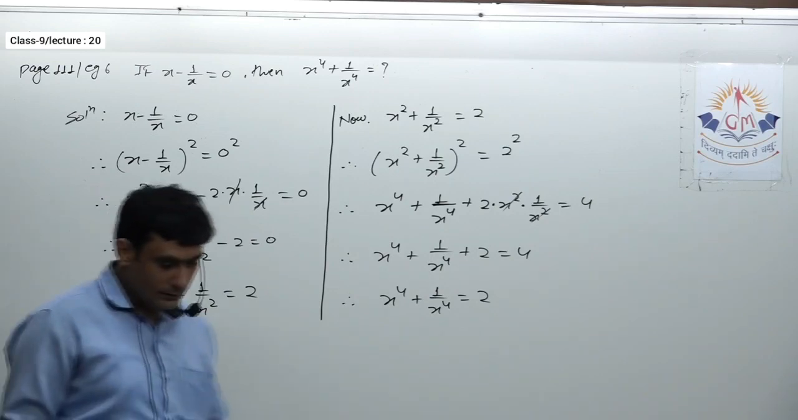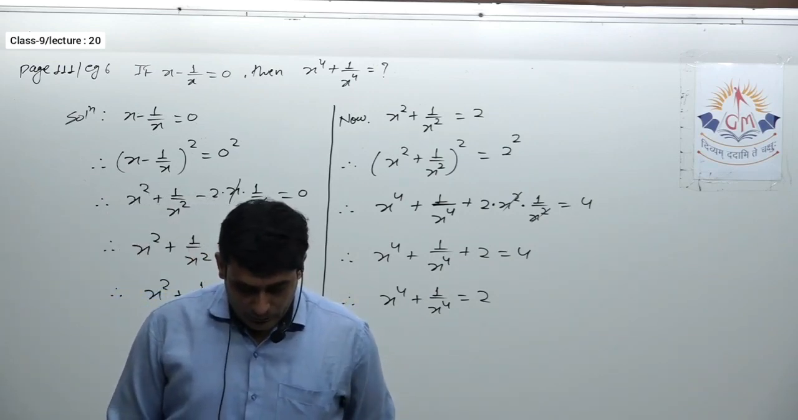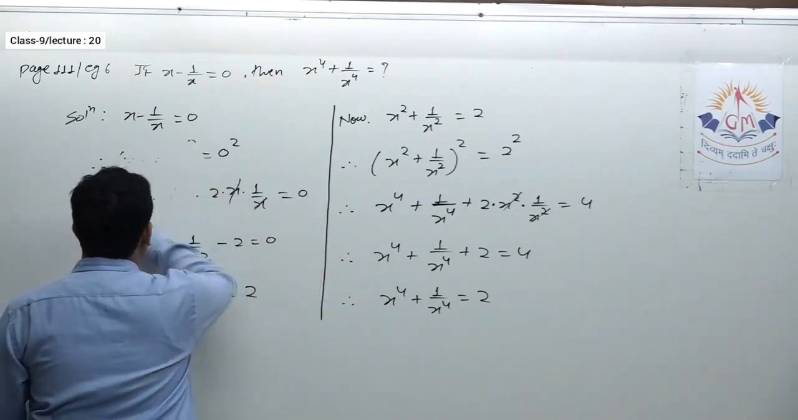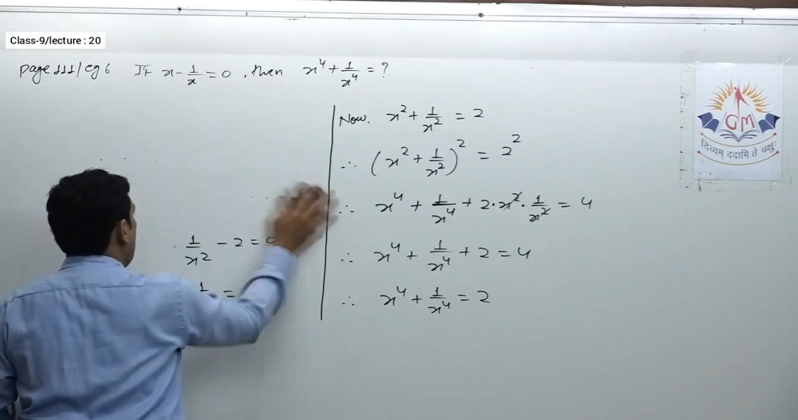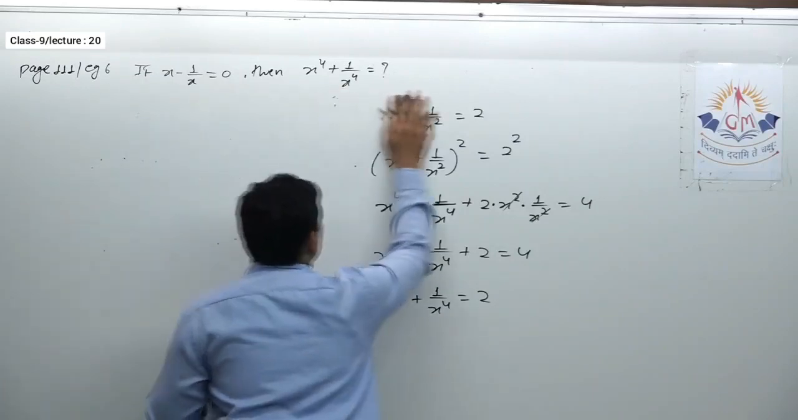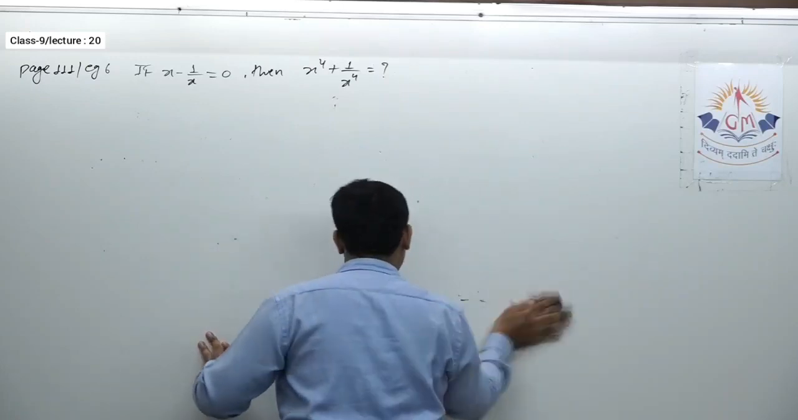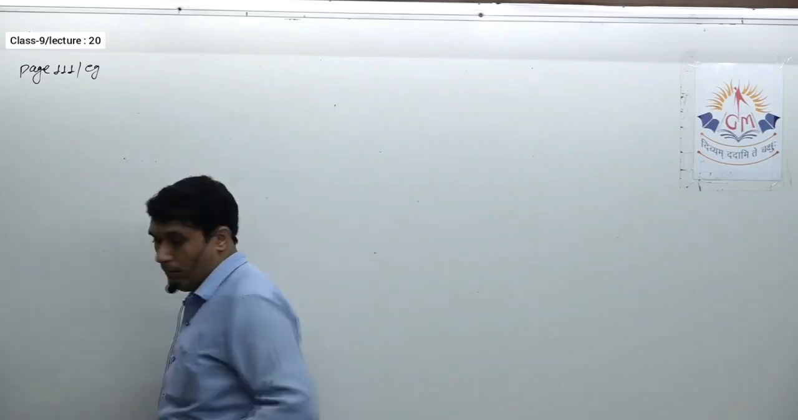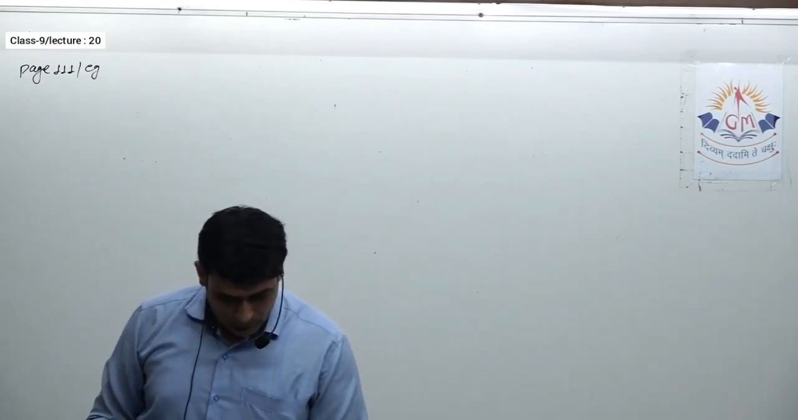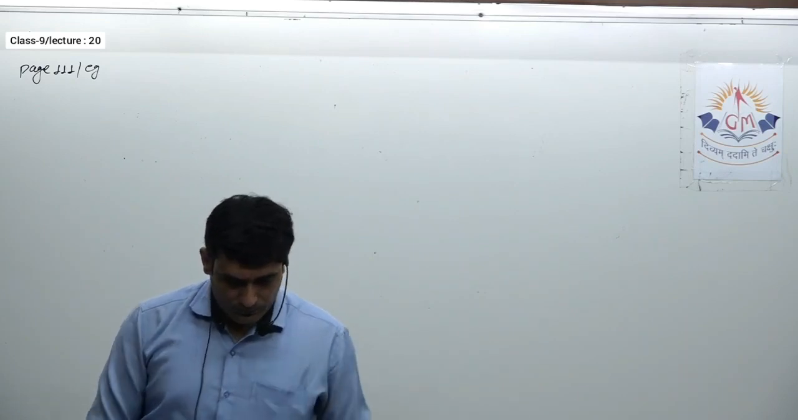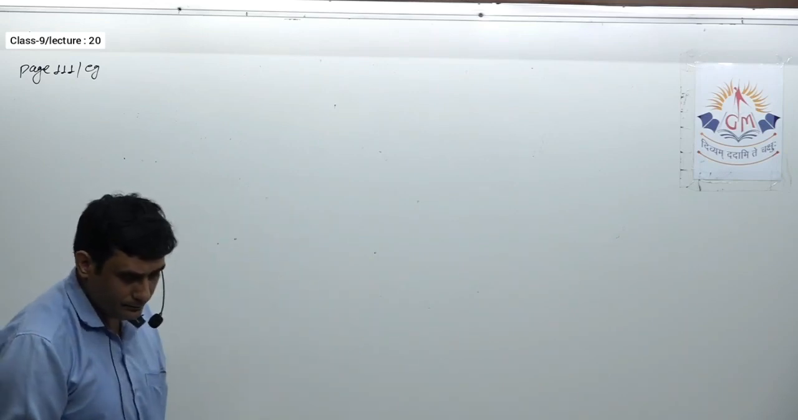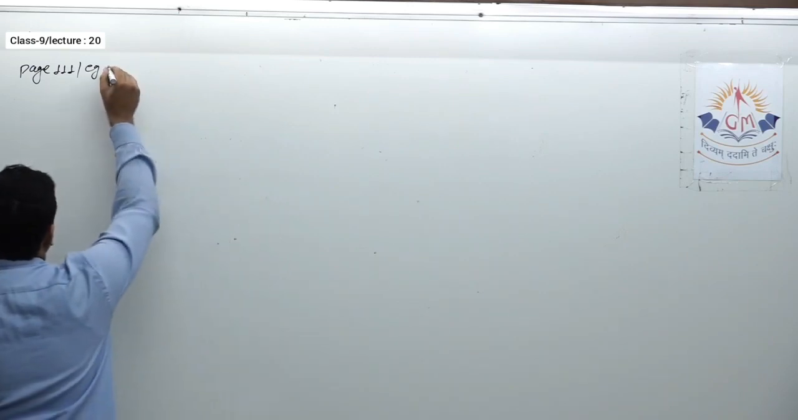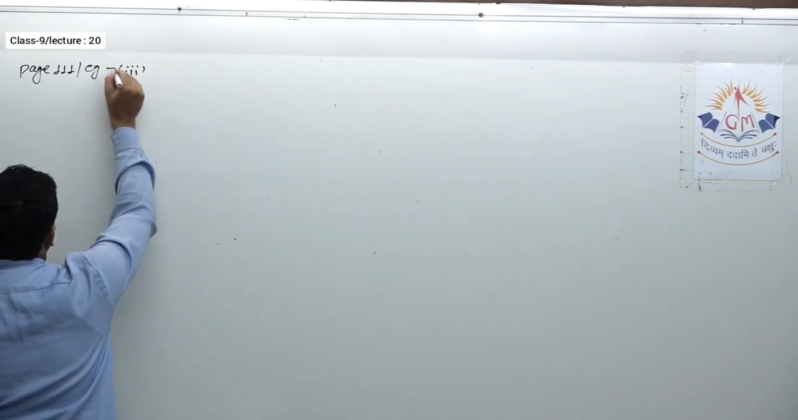Okay, so let us see the next question. Example number 7. Now in example 7 there are 3 parts, so we'll see the third one, example 7, its third part.